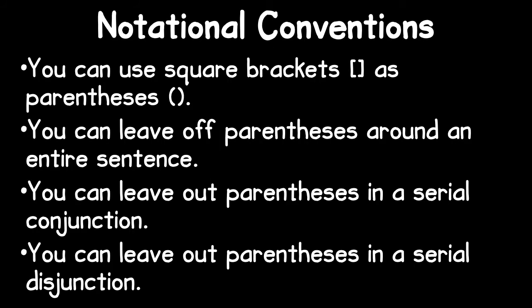To summarize, we've got four notational conventions. We have a precise definition of a well-formed formula of SL, which also defines a sentence of SL. And these extra notational conventions are ways that we make our lives easier. You can use square brackets rather than parentheses anywhere as a substitution. You can leave off parentheses if they're around an entire sentence. You can leave out parentheses in a serial conjunction, a series of ands. And you can leave out parentheses in a serial disjunction, a series of ors.